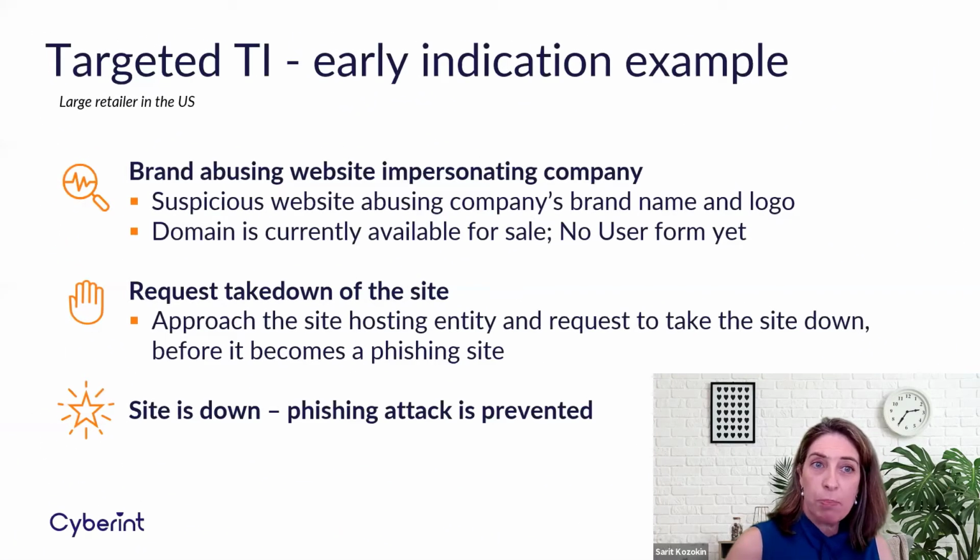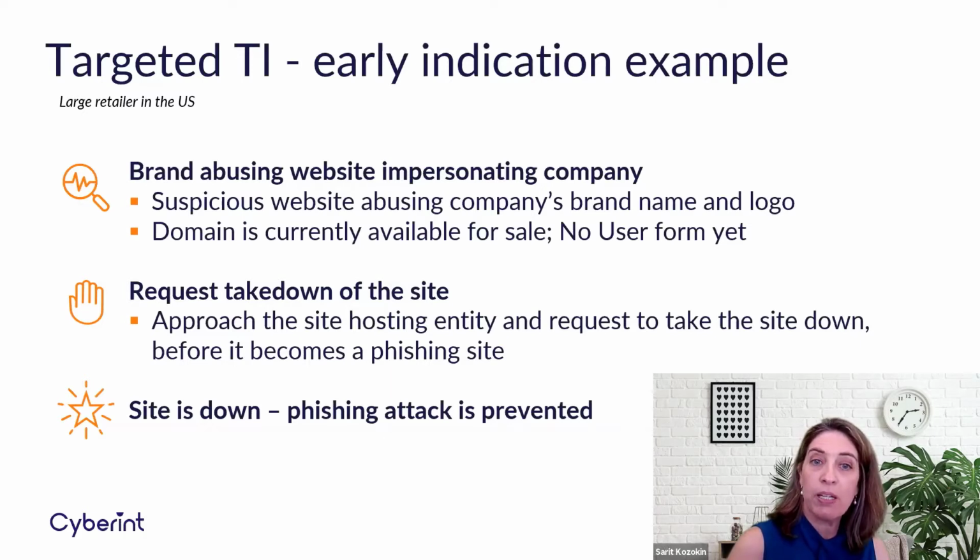So one example of targeted TI, early indication that we have seen, this is information or targeted TI against a large retailer in the US. We've seen a brand-abusing website impersonating the company. That was the evidence that we've seen. Now, we believe it's an early indication since this suspicious website included the brand name and logo, and we had good indication that this website is really impersonating the company.